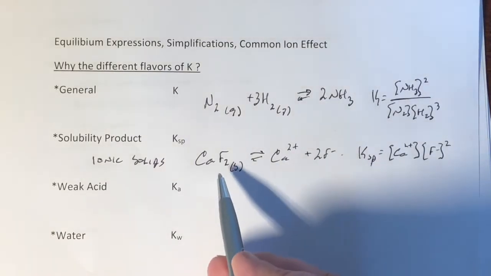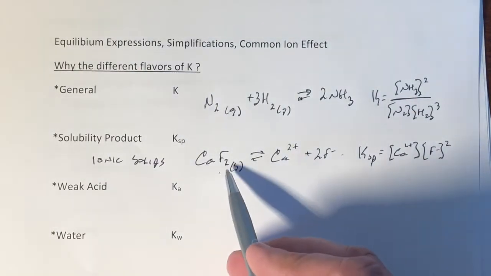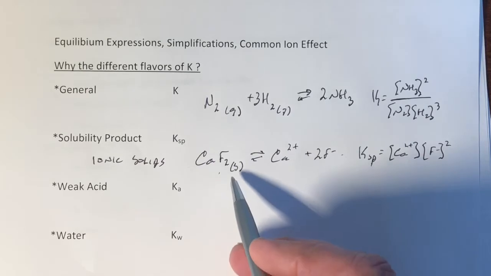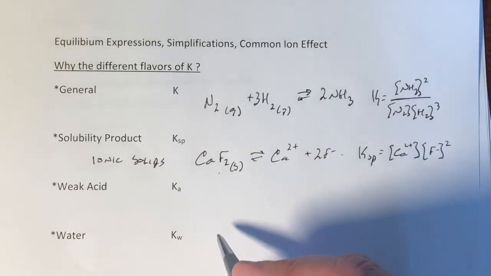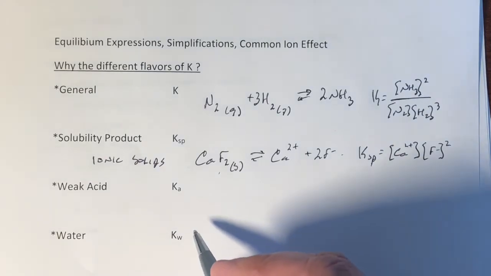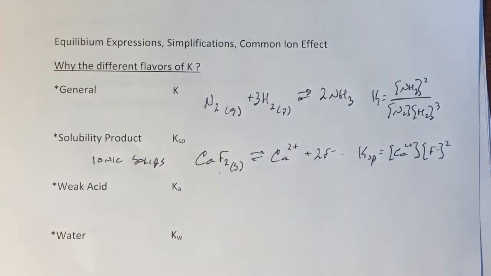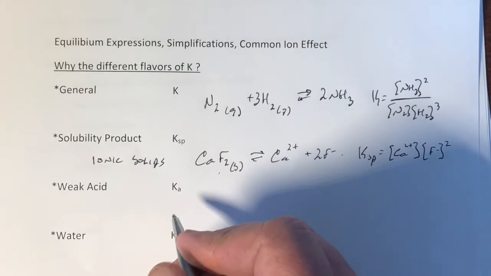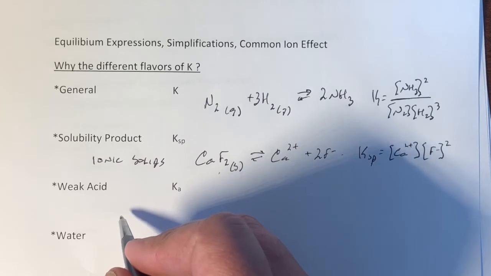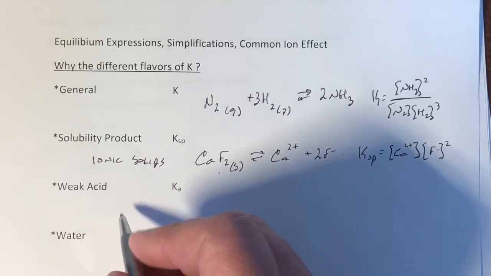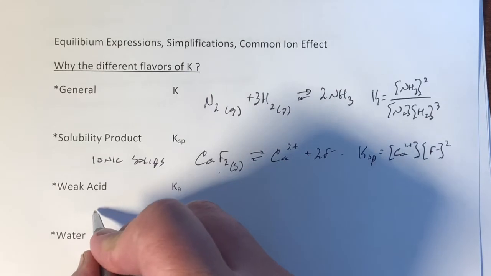And again, the calcium fluoride doesn't show up because it's a solid, and as it dissolves, its concentration doesn't change, as long as we have excess solid there. All right, weak acids get particularly important in the last chapter, but weak acids are acids that don't ionize completely. So we hopefully remember that something like hydrochloric acid ionizes completely, but something like acetic acid does not.